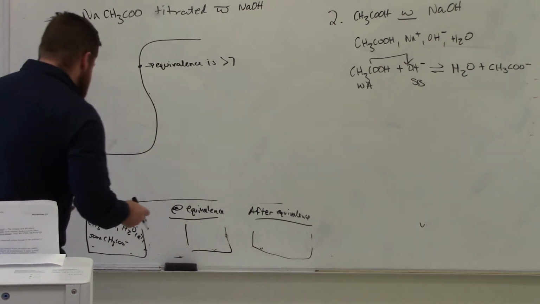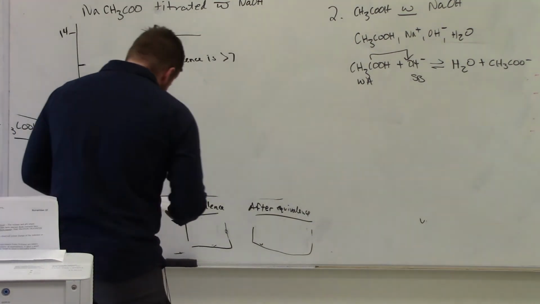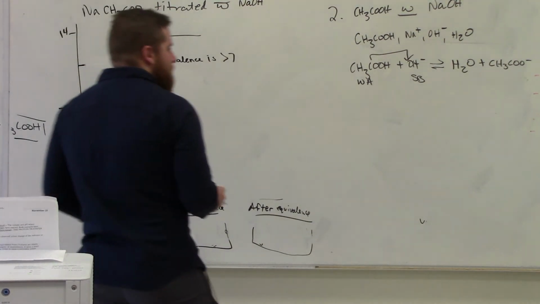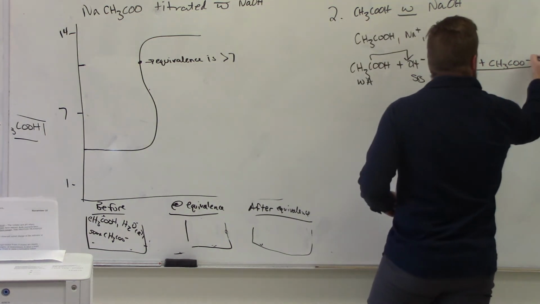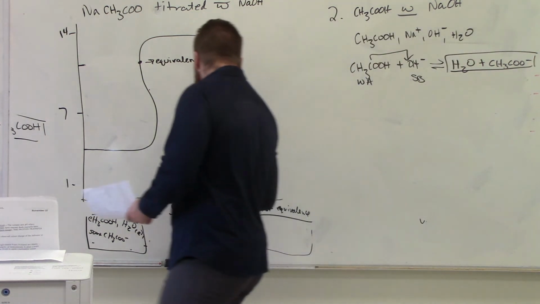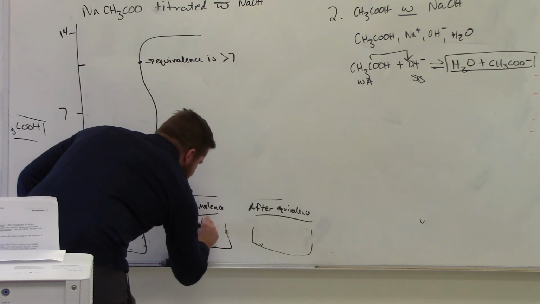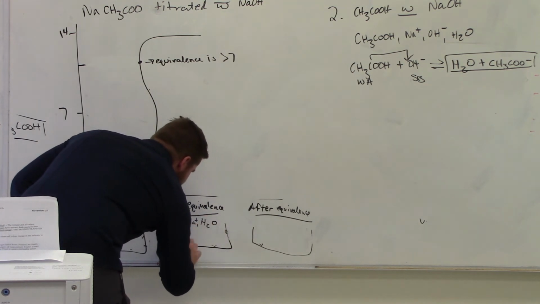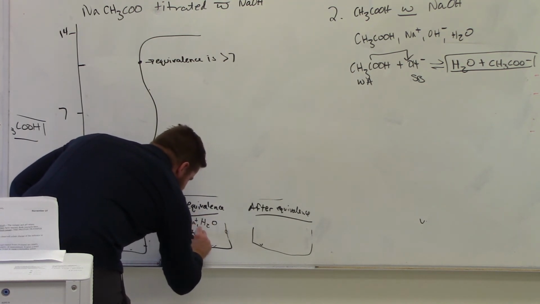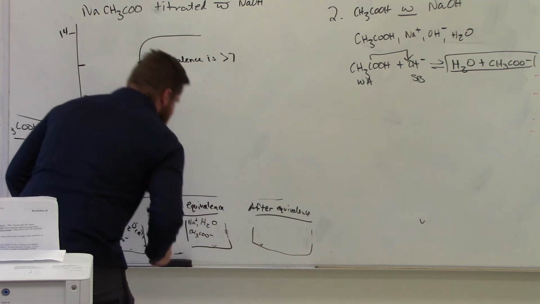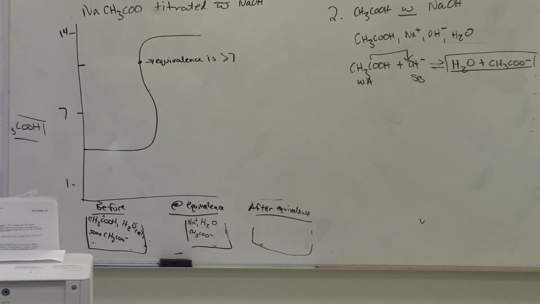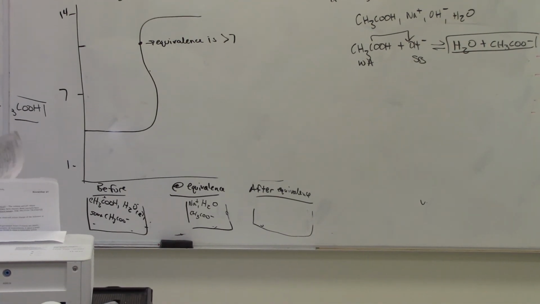Now, at equivalence, right, you're going to have just the products, right? So at equivalence will be the products. So you'll have Na+, because we've been adding sodium hydroxide. You'll have H2O. And you'll have CH3COO- there. Now there won't be any OH-, and there's not going to be any acetic acid or the CH3COOH.